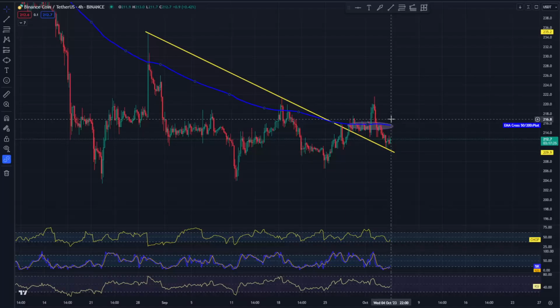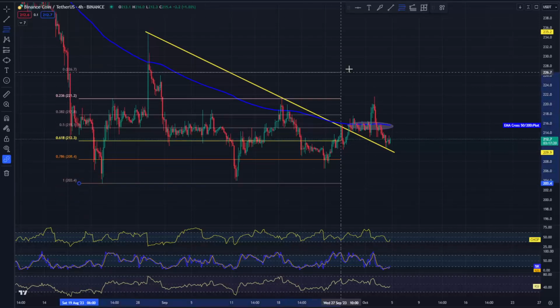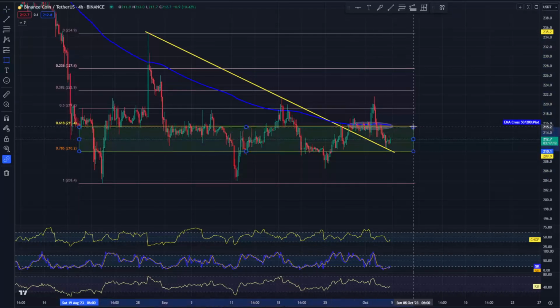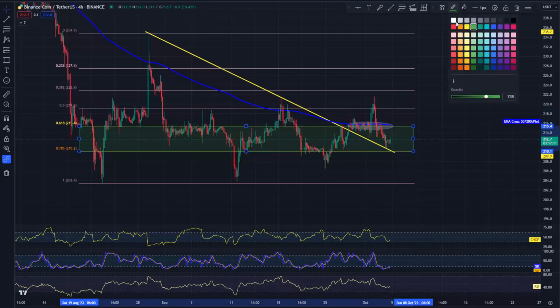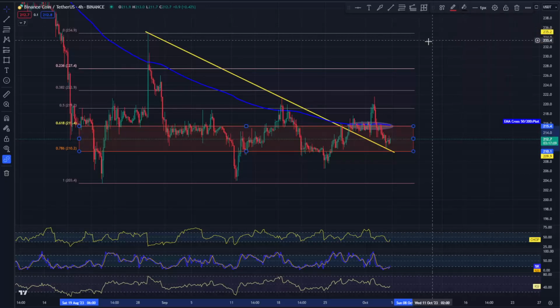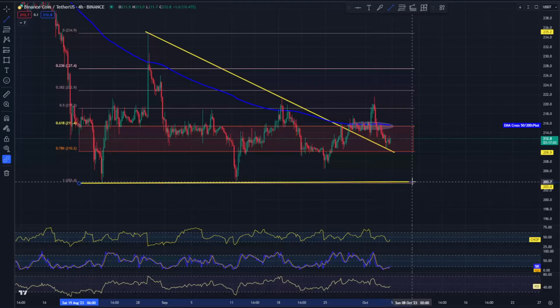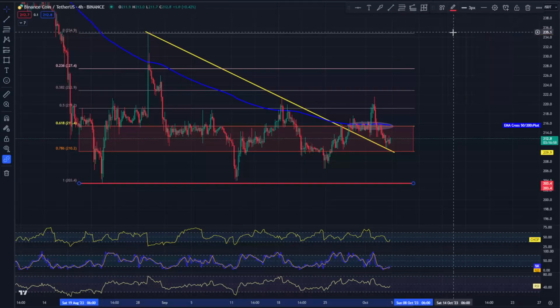Now let's move on to marking the support places. We will use the fib retracement tool to mark supports, and as you can see, the price has returned to the strong support zone from $215 to $210. But if the current zone does not hold the price, we may see a drop to the strong support level of $203.40.